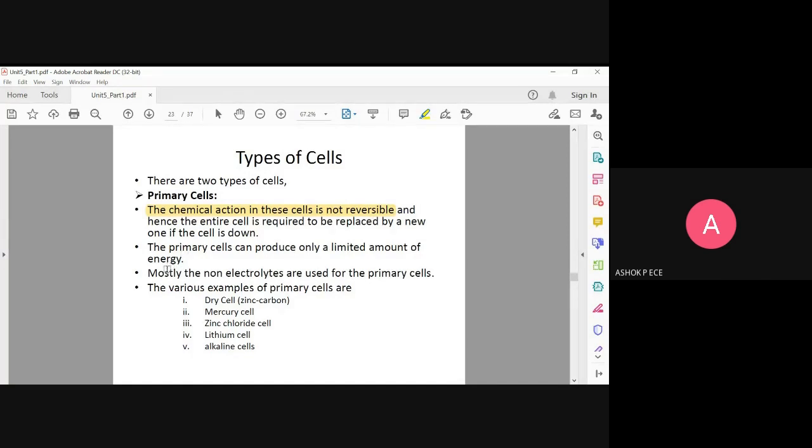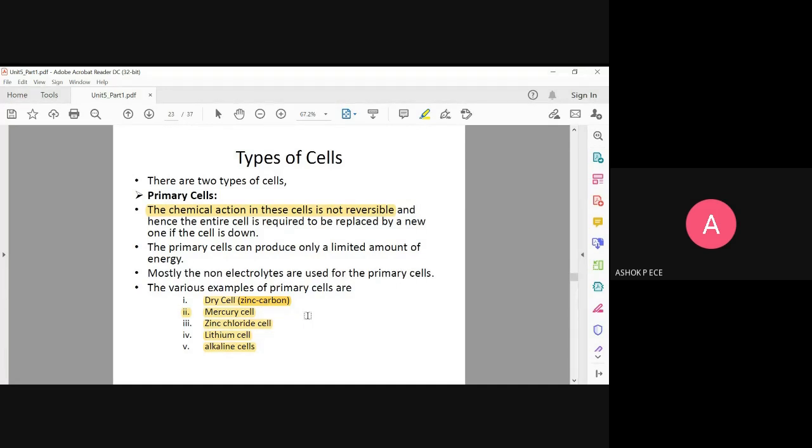Mostly electrolytes or non-electrolytes are used for primary cells. Various types of primary cells are the dry cell, mercury cell, zinc chloride cell, lithium cell, and alkaline cells. All these cells cannot be reused, or the chemical reaction cannot be reversed.